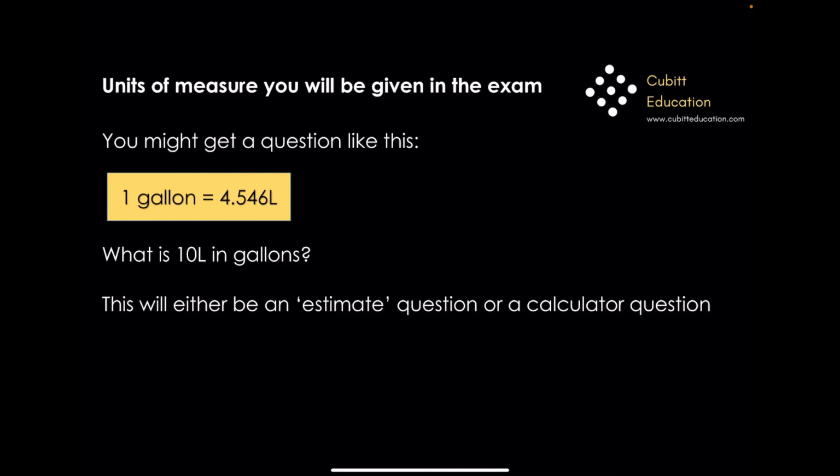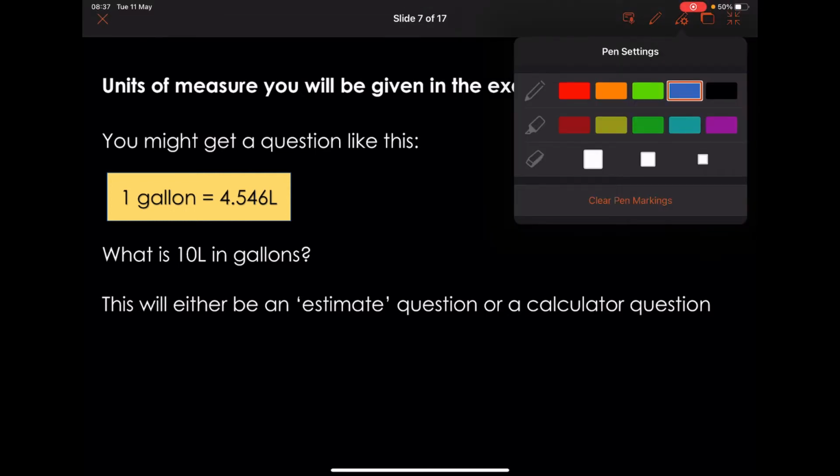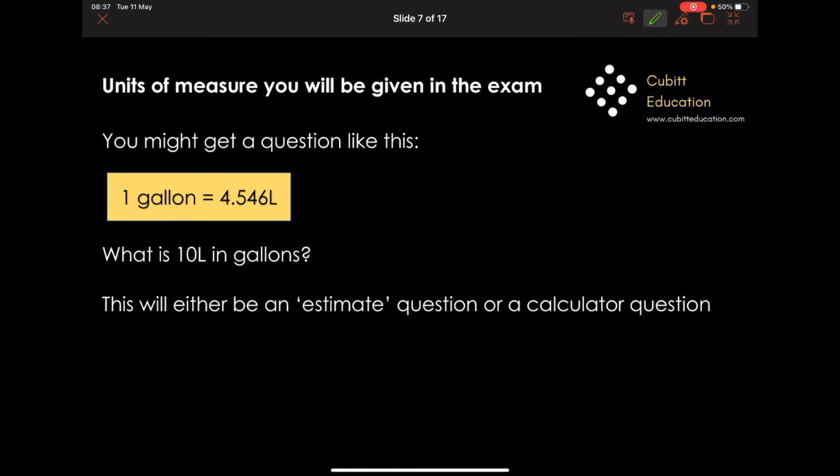So if it was an estimate question, I'm going to use yellow or orange. If it was an estimate question, and it said estimate what 10 litres is in gallons. Well, it tells us that 1 gallon is 4.54 litres.